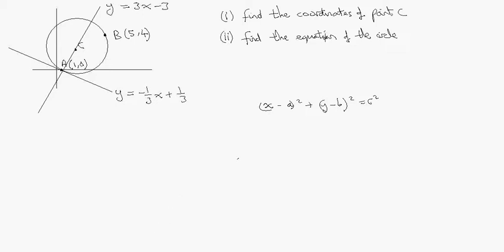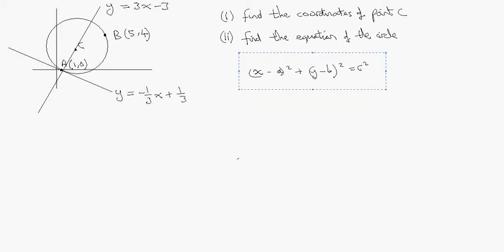Here we're asked to find the coordinates of point C and then the equation of the circle. Well, not forgetting that at the start of the question we're also given point B, which has the coordinates 5, 4. Now we can use the general equation for the circle, centre (a, b), that is (x minus a) all squared plus (y minus b) all squared is equal to r squared.